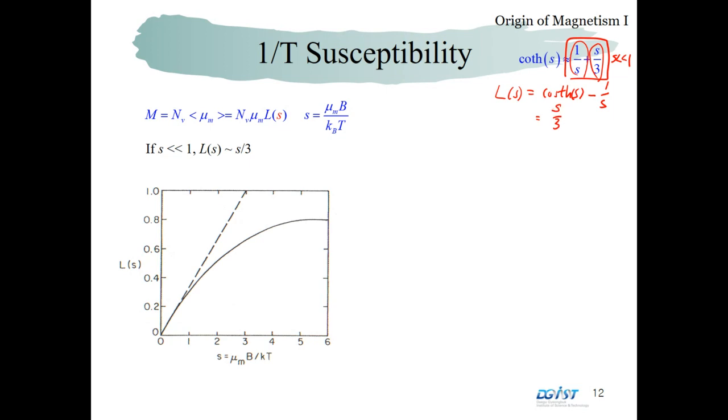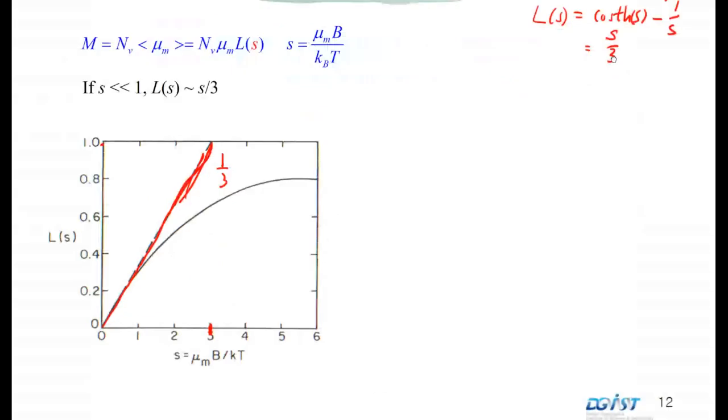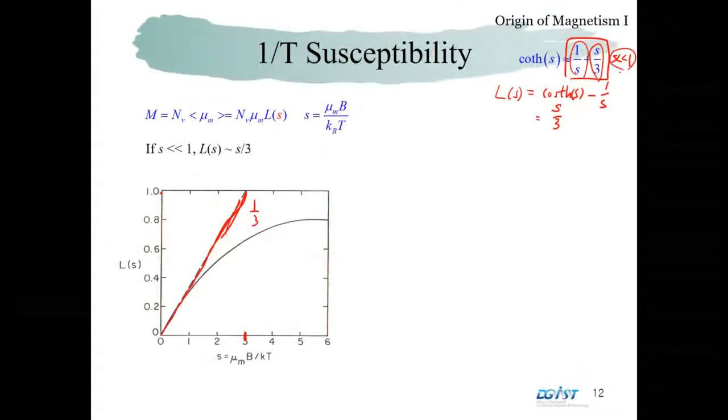So this is linear. That means this curve, and the slope is 1 over 3. That's why we have a 3 here, then we got a 1. But this is only valid for small s. Small s means we have a large temperature or small field.